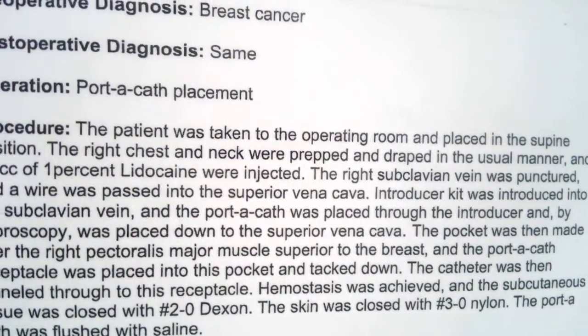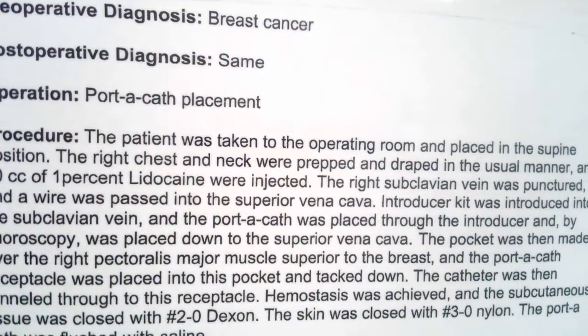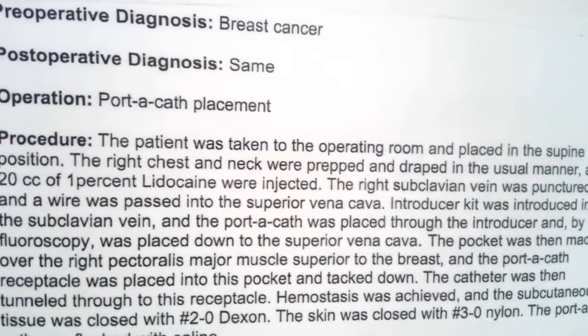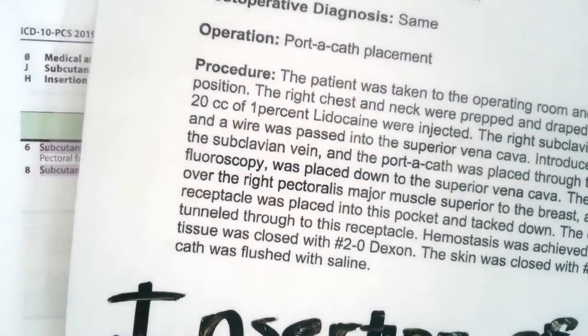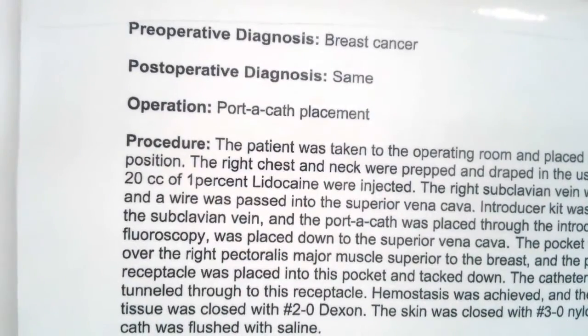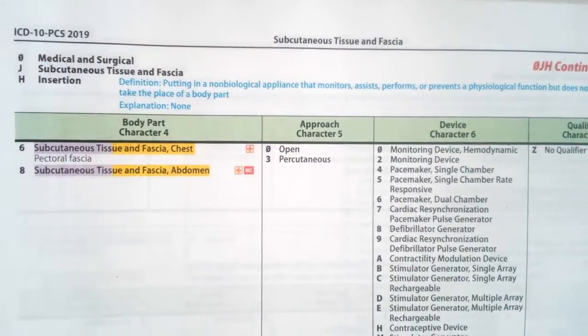The pocket was then made over the right pectoralis muscle superior to the breast, and the portacap receptacle was placed in this pocket. So guys, think of a pocket on a shirt, and in this particular case, this is a pocket that was made on the chest wall to be able to sit that device down in there. They had to store it somewhere in the body. So they made an incision into the chest to insert that device. So then that means this approach is open.